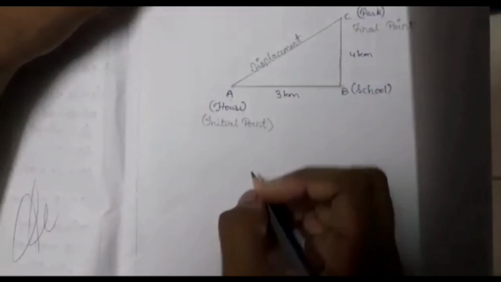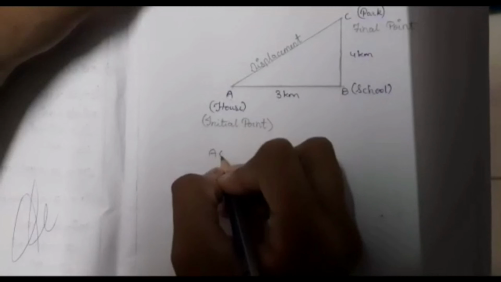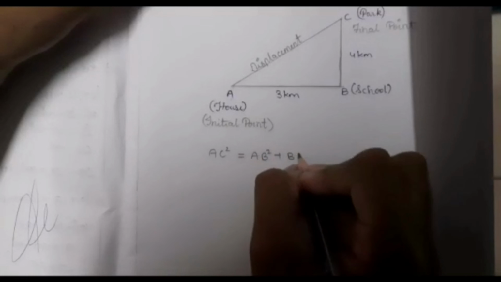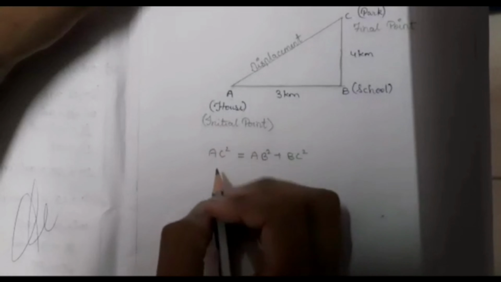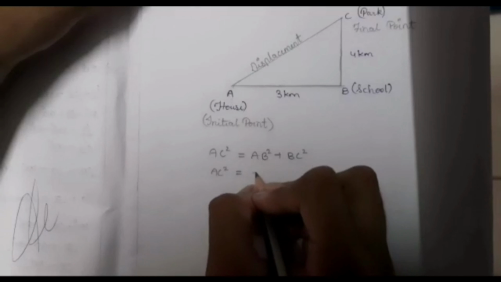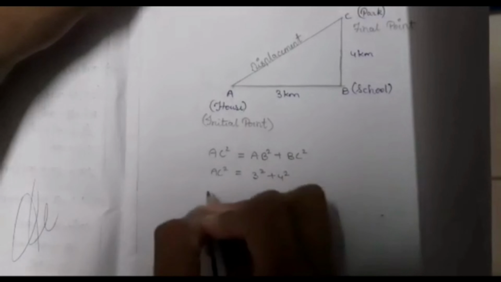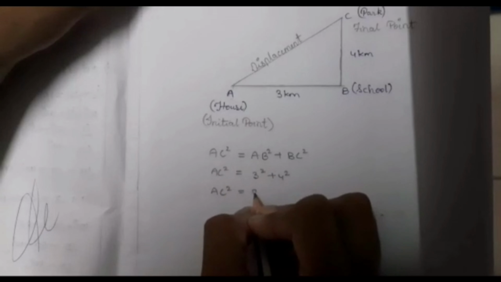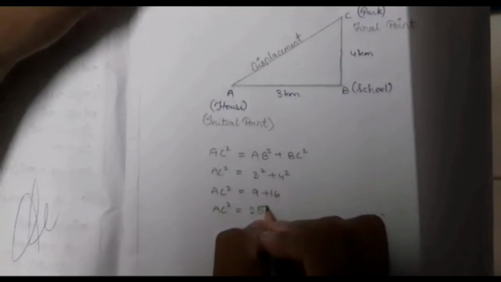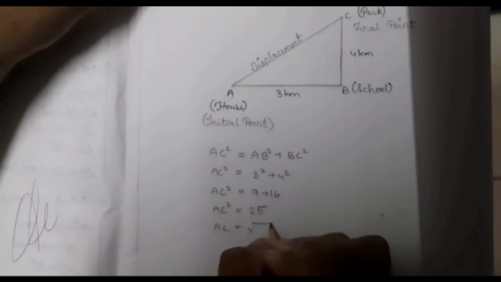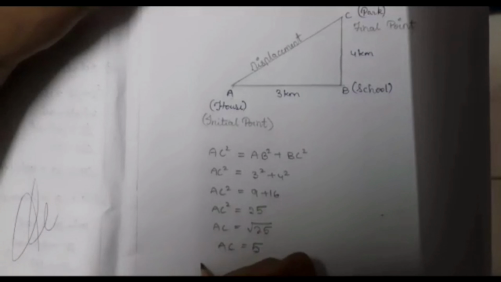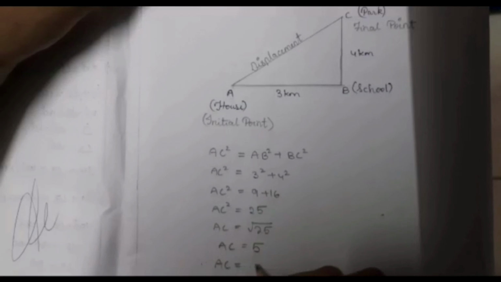To calculate the displacement, we have to use the Pythagoras theorem, where AC square equals AB square plus BC square. AB is 3 and BC is 4. So 3 square plus 4 square. AC square equals 9 plus 16. AC square equals 25. AC equals the square root of 25. AC equals 5. Therefore, the displacement is 5 kilometers.